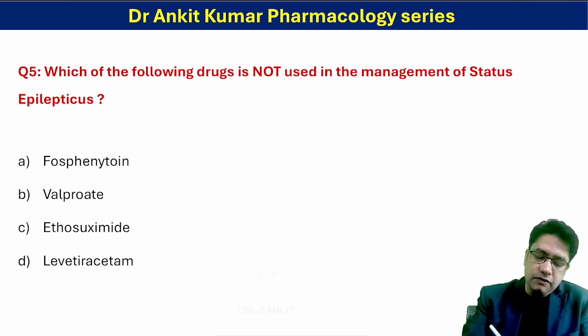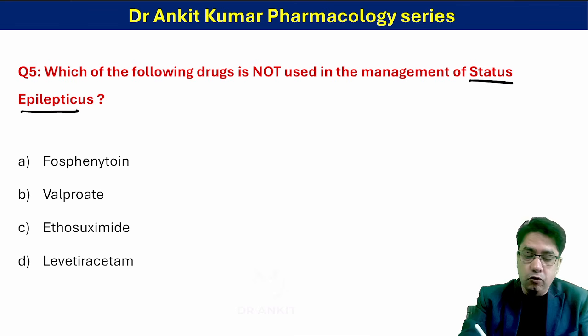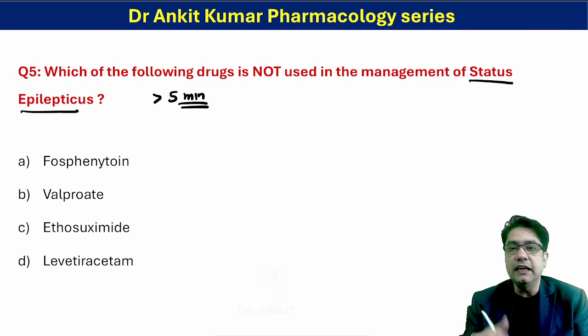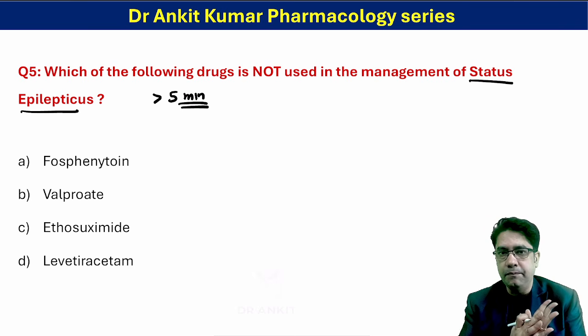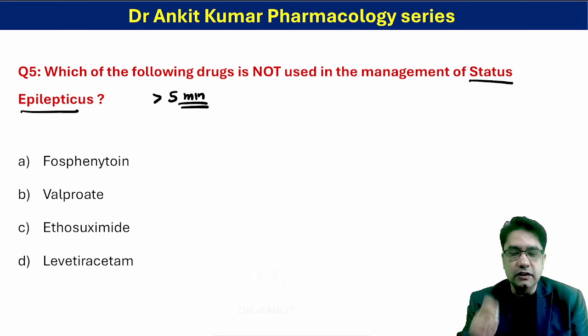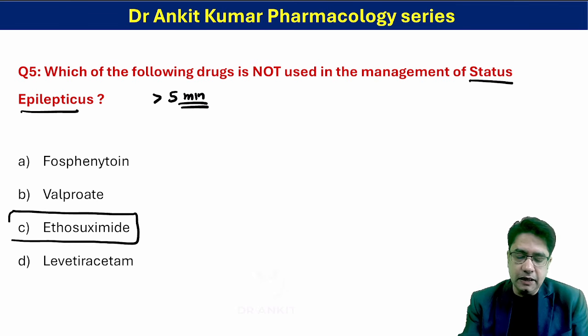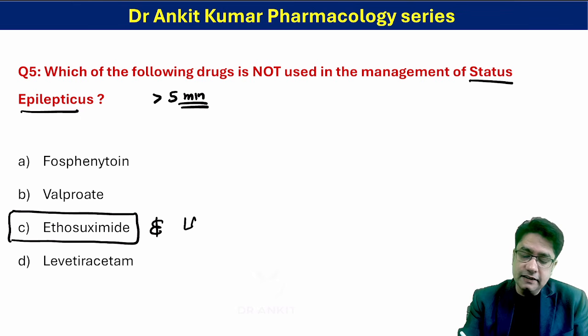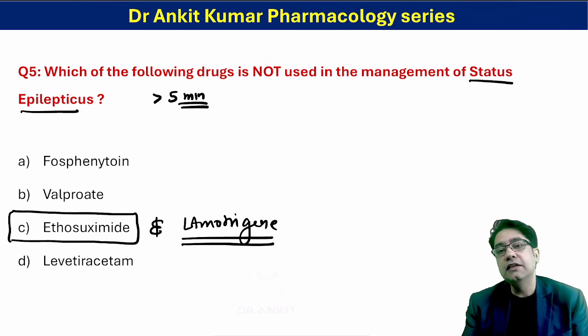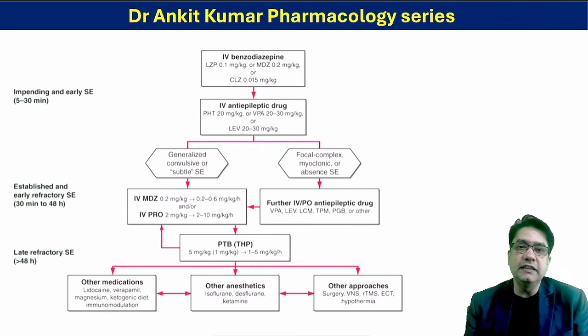So status epilepticus, we already know, is those seizures which are not controlled beyond 5 minutes. Seizures that continue beyond 5 minutes, we call continuous seizure or status epilepticus. And remember always, two drugs which are not used in status epilepticus are ethosuximide and lamotrigine, because in status epilepticus these drugs require very high doses in which they can lead to toxicity.